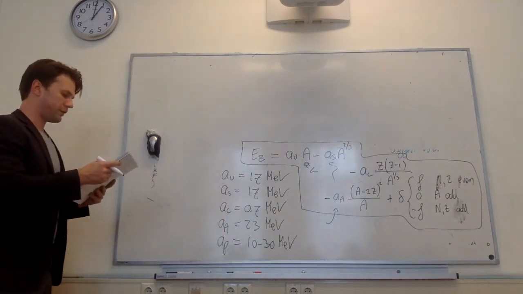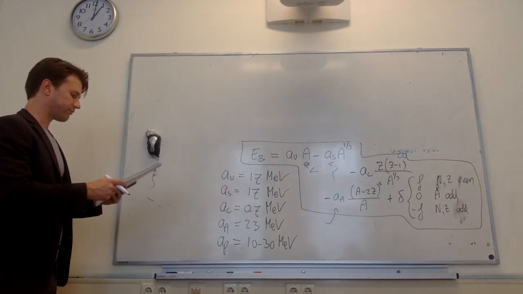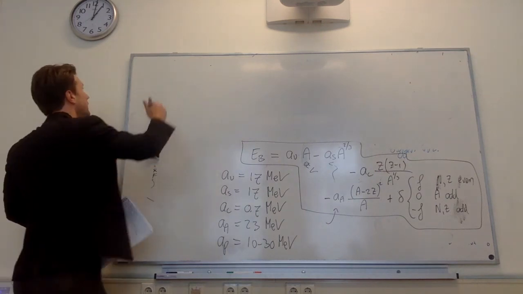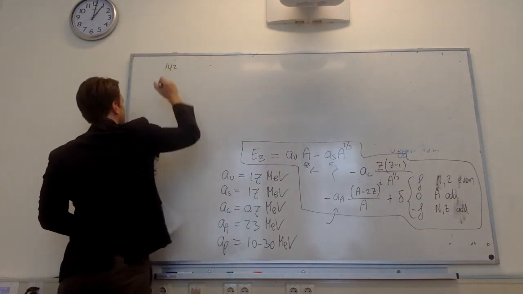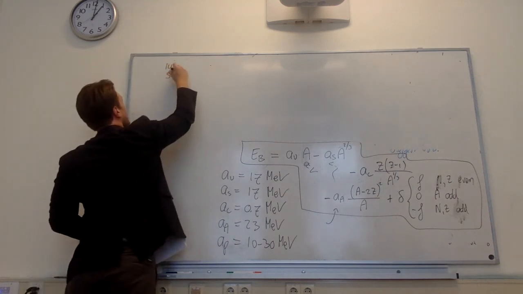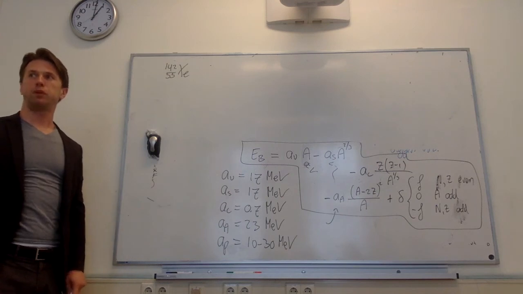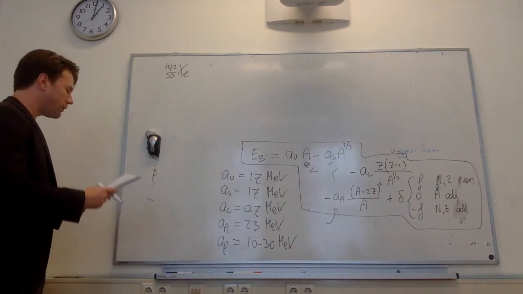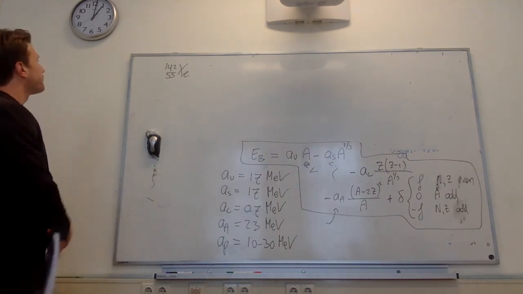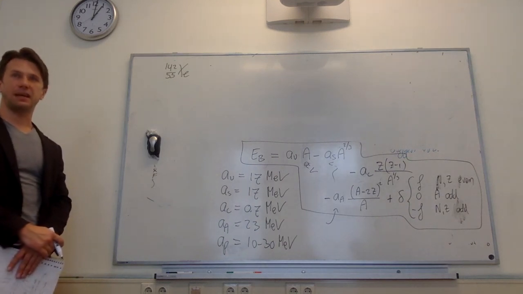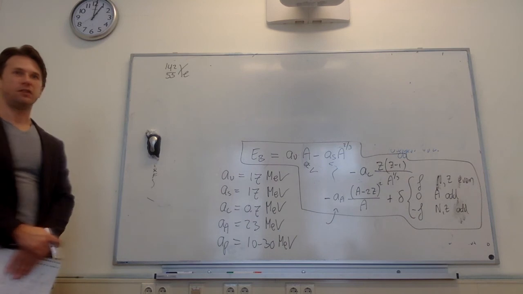Let's pick out some fun ones. Interesting one. One of the exercises was this one. Suppose that you have this nucleus, xenon 142, right? And then the question is, is it stable? And if it's not stable, how does it decay? Suggestions?